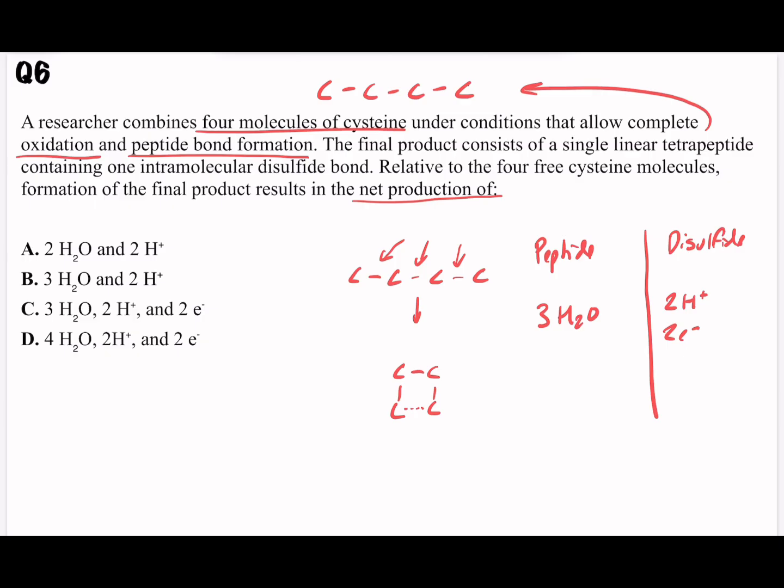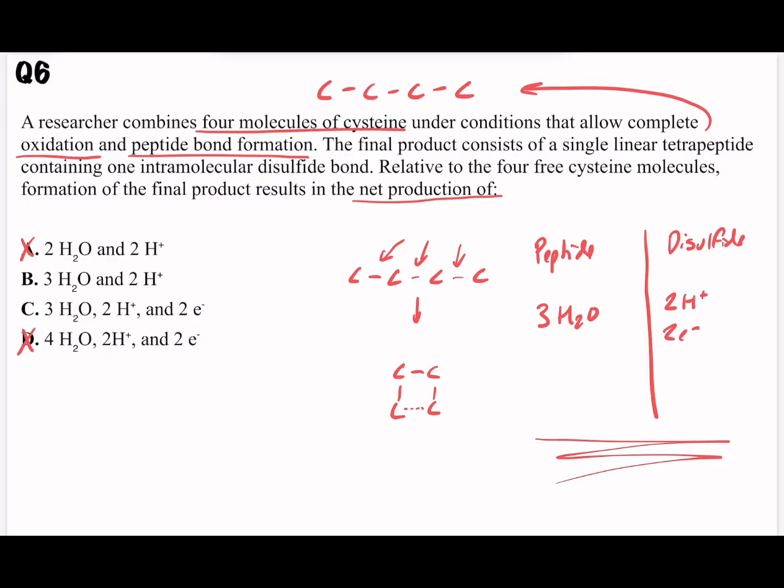Since we're only making one disulfide bond and 3 peptide bonds, these are the products we're expecting to see. So now let's look through the answer choices and see if any of these align with what we expect. Answer A says we're making 2 waters. This doesn't align. This would be the case if we were making only 2 peptide bonds, but we're making a tetrapeptide, so we need 3 peptide bonds. For similar reasons, D isn't the case because we're not making 4 waters, we're expecting to make 3.